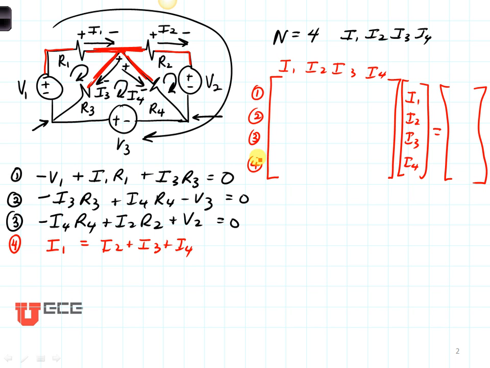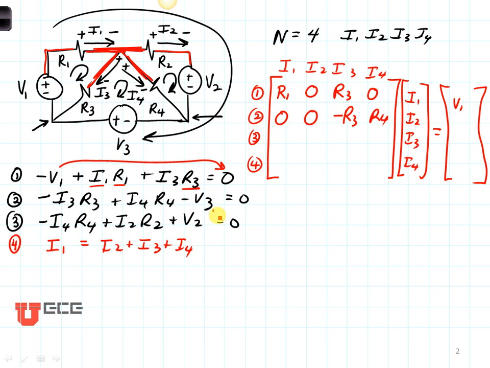Now I'm going to look at my first row, and I'm going to see what's multiplied by I1, which is R1, what's multiplied by I2, 0, what's multiplied by I3, R3, what's multiplied by I4, R4, and then 0, and what would be on the other side would be plus V1. Now let's do equation 2. What's multiplied by I1, 0, I2, 0, I3, and I4. And then this needs to come over to the other side.